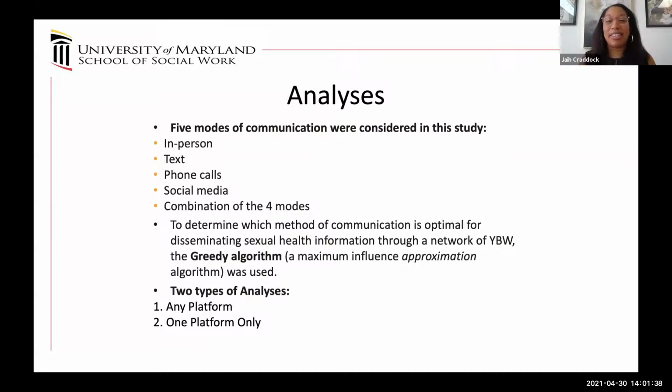Again, our analysis included 5 types of communication. One was in person, the other ones were text, phone, social media, and then we did a combination of all 4 modes. We wanted to see what the network looks like if we were able to disseminate information on all 4 modes of communication. We used a computer algorithm called the Greedy algorithm, which the computer scientists came up with to optimize the most spread within the network, to figure out the best way to spread the information in a network. And then we had 2 types of analysis, one with any platform, so that's the combination of the 4 modes of communication, and the other analyses were 1 platform only. Go ahead and hit enter.